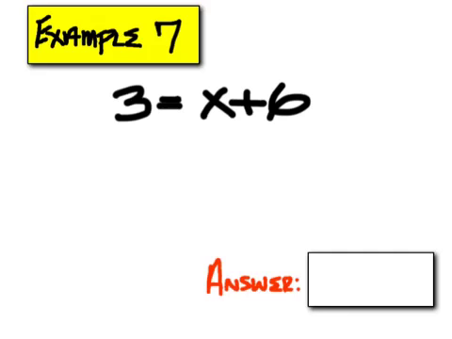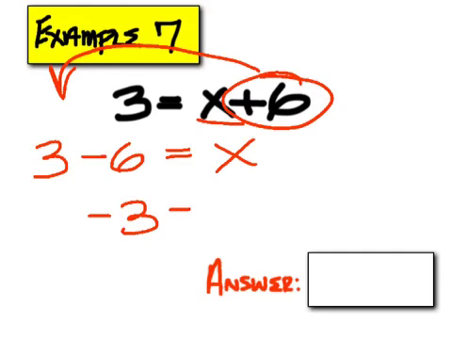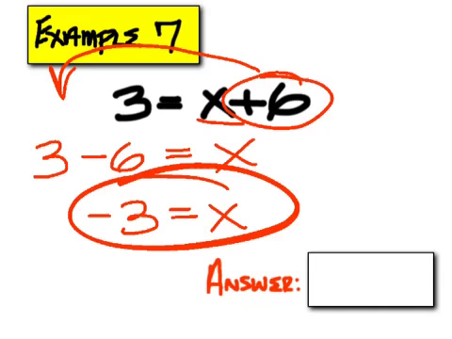Alright, example number 7. The x is on the right still. You move this to the left. It becomes minus 6. Answer is a negative 3.